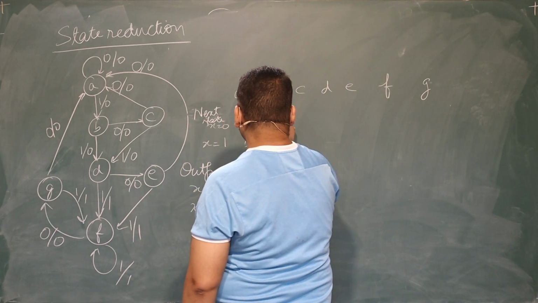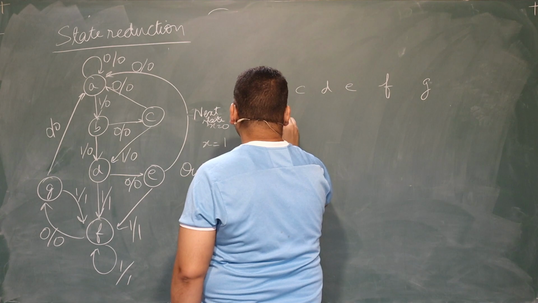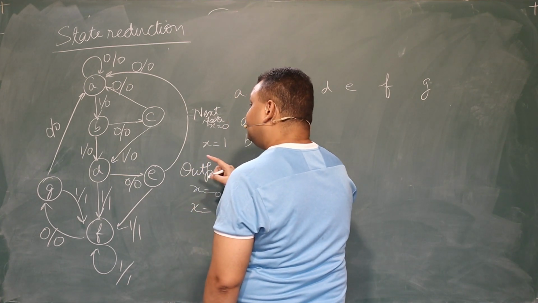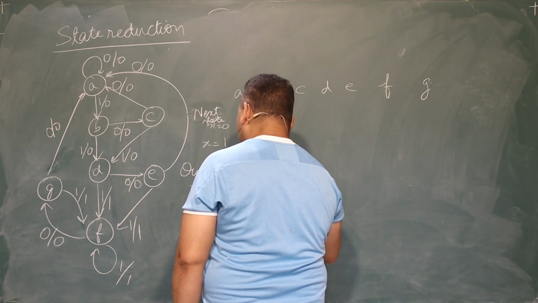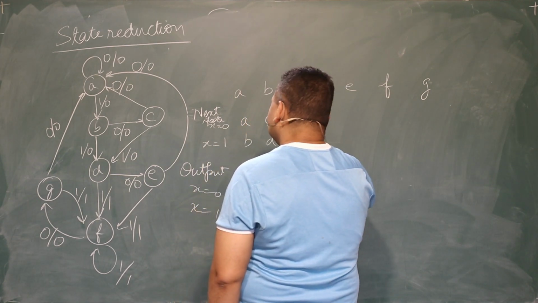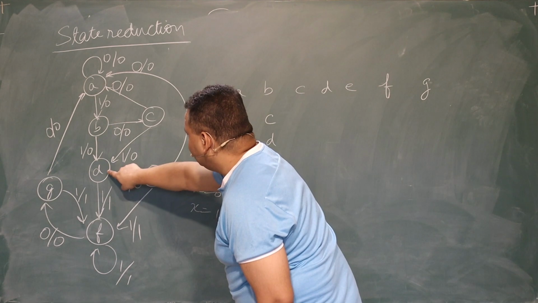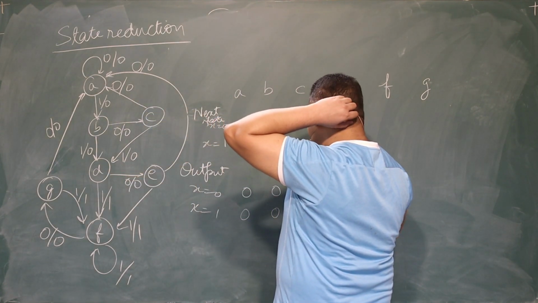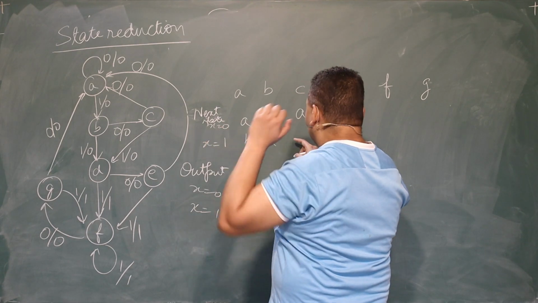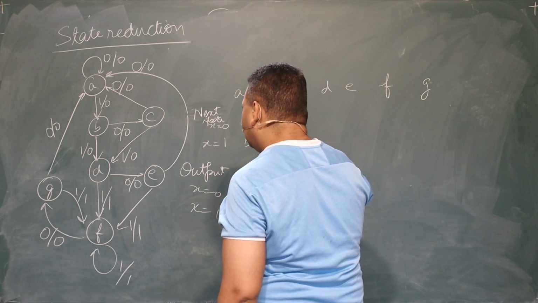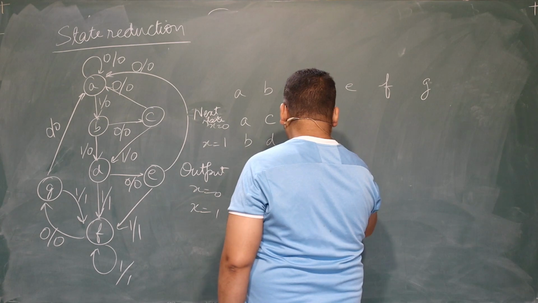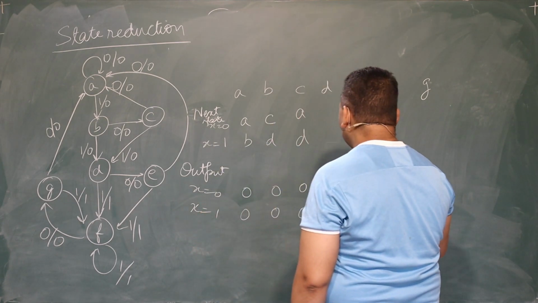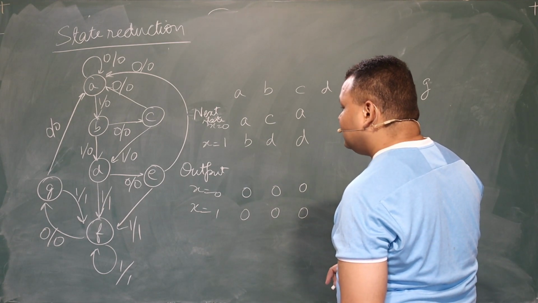B goes to C and the output is 0. B goes to D and the output is 0. C, when the input is 0, goes to A and the output is 0. What happens when input is 1? Then C goes to D and the output is 0 again. What about D? What is happening in D? Where are we going on applying 0?